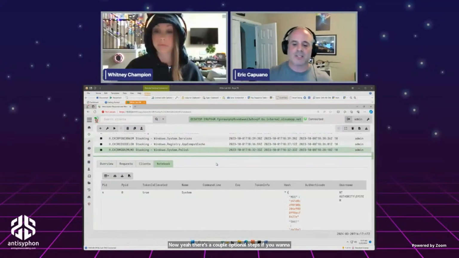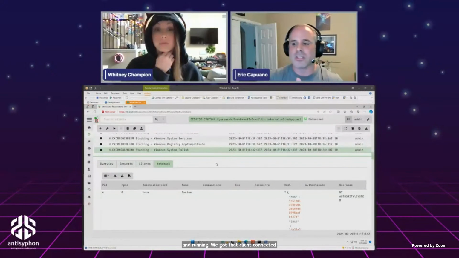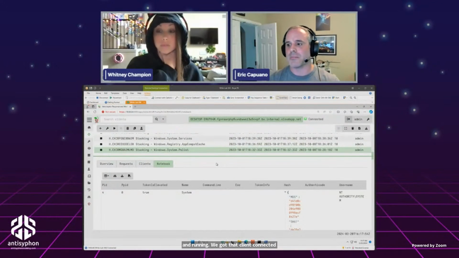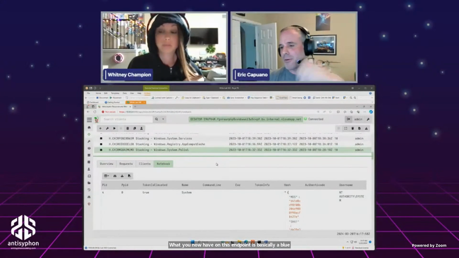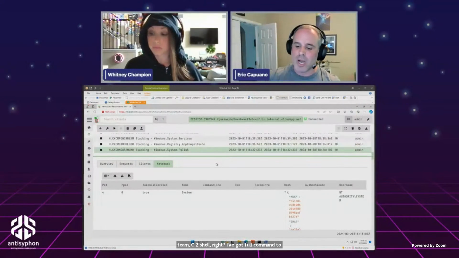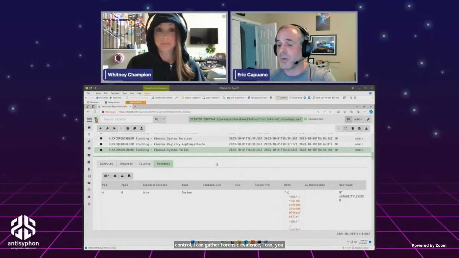But once we've got that server up and running and that client connected, folks, what you now have on this endpoint is basically a blue team C2 shell, right? I've got full command and control. I can gather forensic evidence. I can actually process forensic evidence in place where it sits, right?